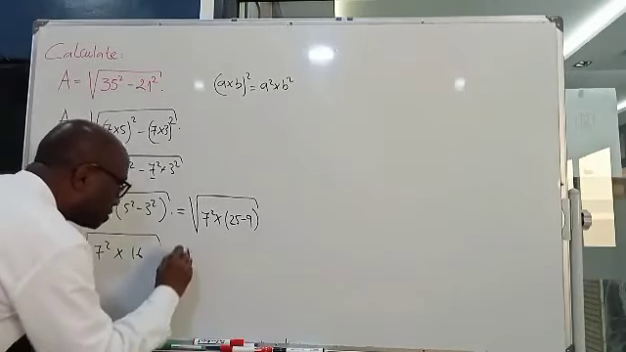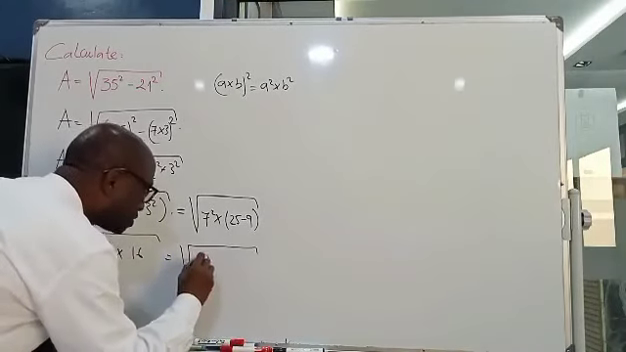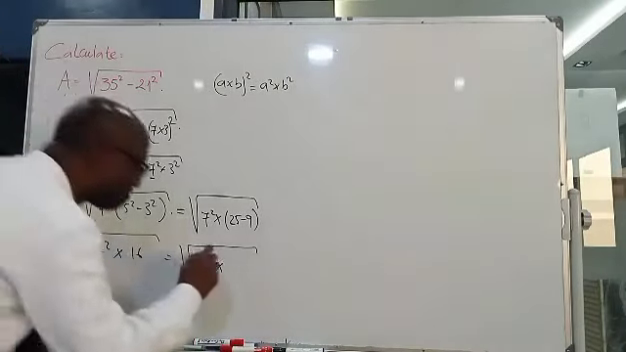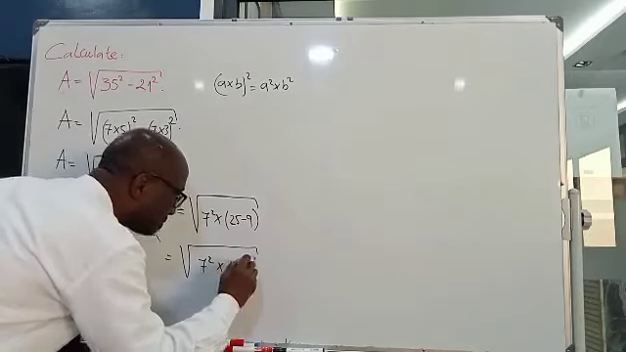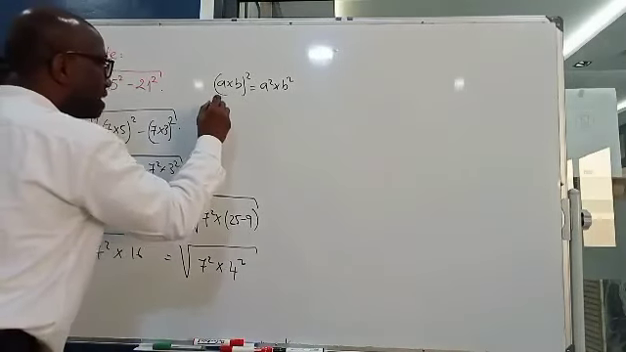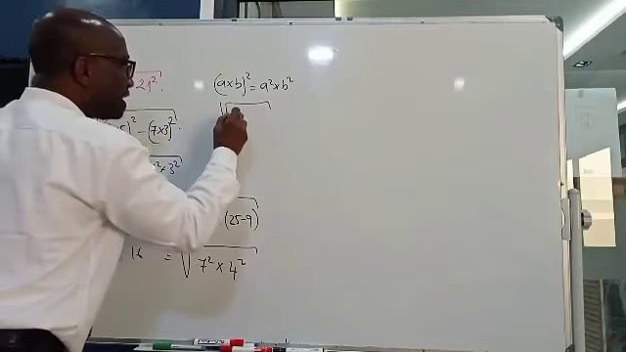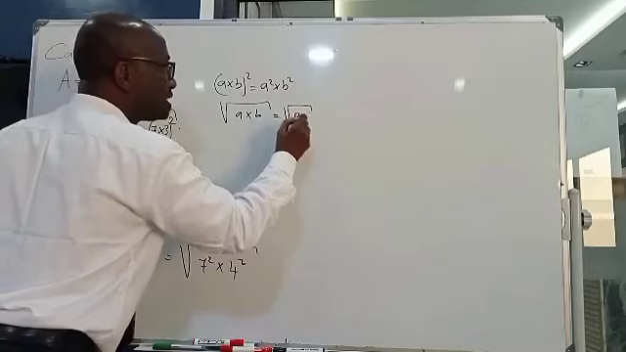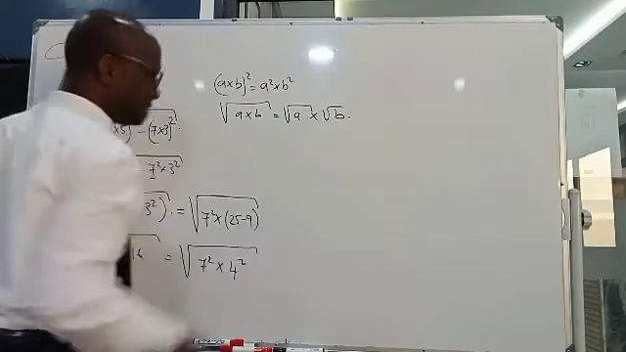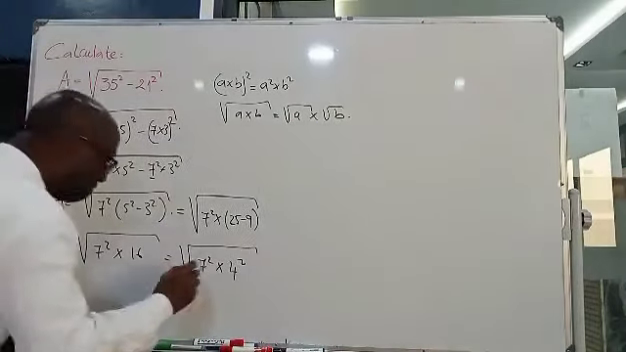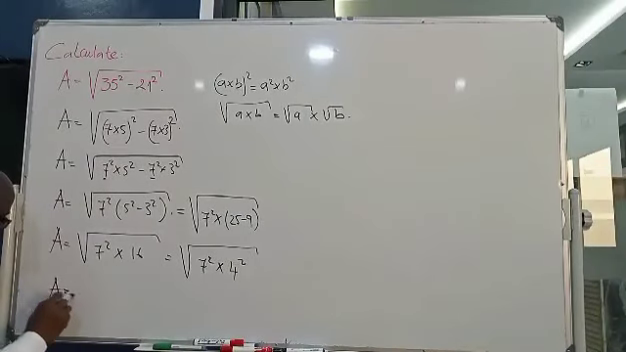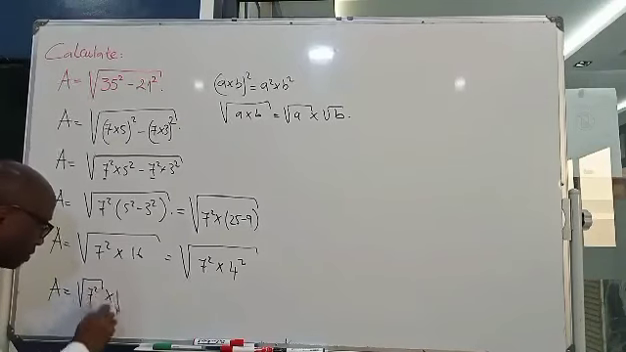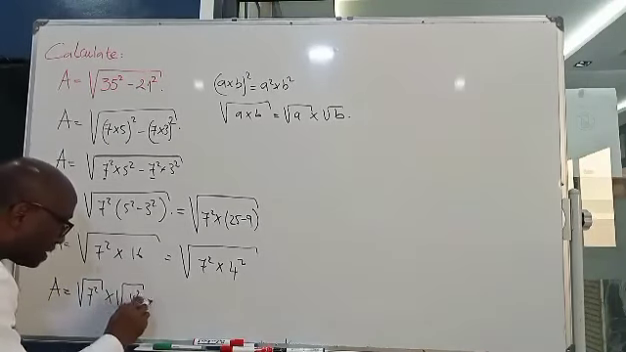So that would be equal to square root of 7 squared times 16, but 16 is 4 squared, okay? But we also know that square root of A times B would be equal to square root of A times square root of B, okay? So this expression A would be equal to square root of 7 squared times square root of 4 squared.